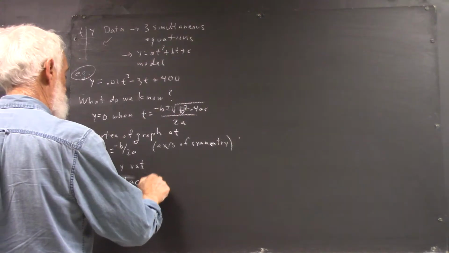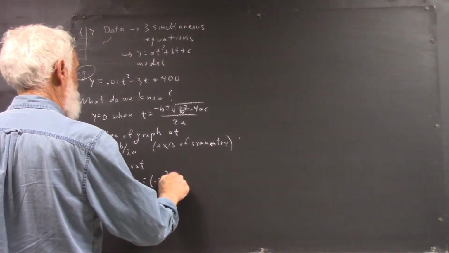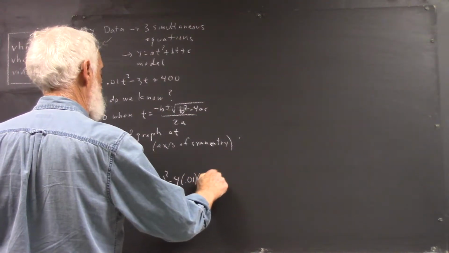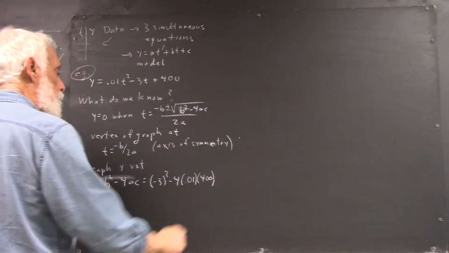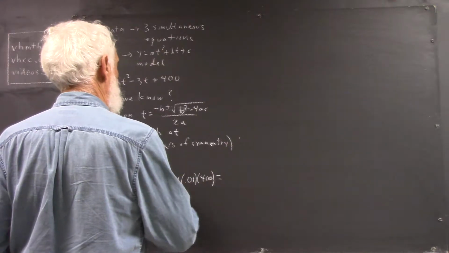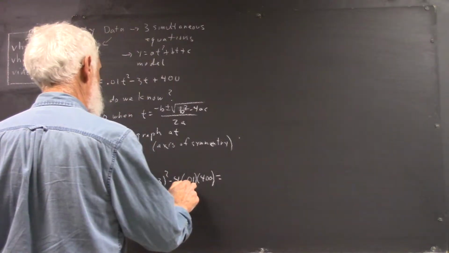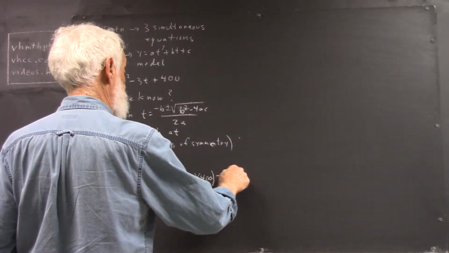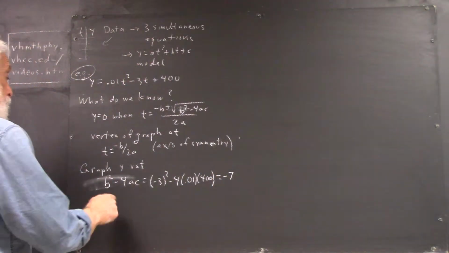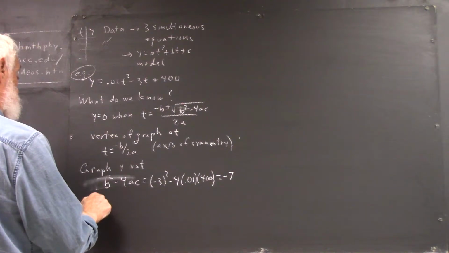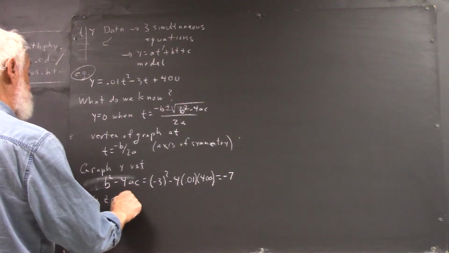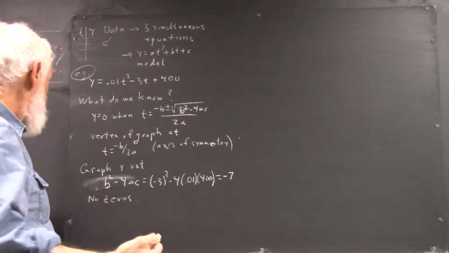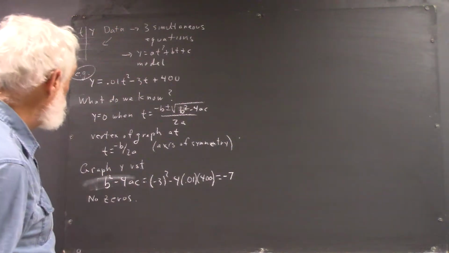It's equal to the square of negative 3 minus 4 times 0.01 times 400. And this equals what? Well, 4 times 400 is 1600, so this would be 16. That's 9. 9 minus 16 is negative 7. Okay? No zeros. So the graph lies completely above or below the x-axis, or the t-axis in this case.